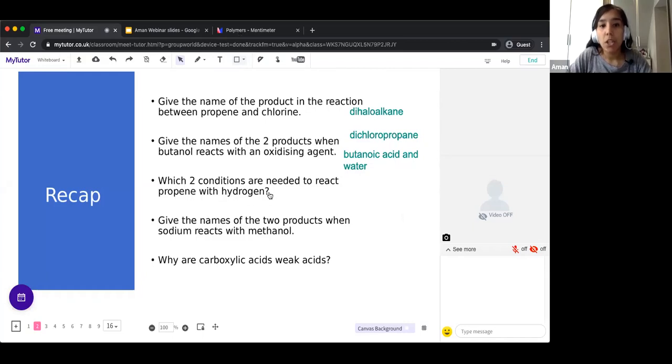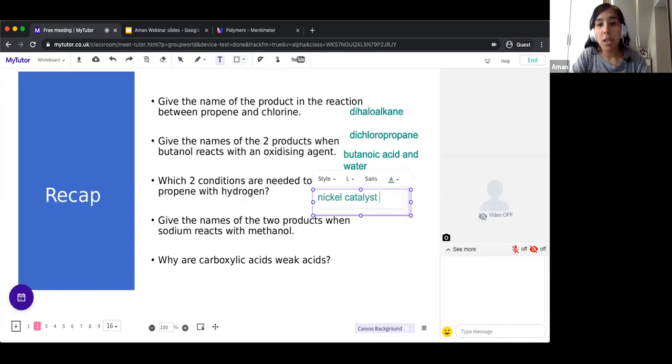Which two conditions are needed to react propene with hydrogen? So if you were here on Monday, this question was here on Monday, but I've left it in because it's quite important. So great, I've had one answer. Anyone else? Yep, good. So nickel catalyst and 60 degrees. And you do need to know the conditions for that reaction.